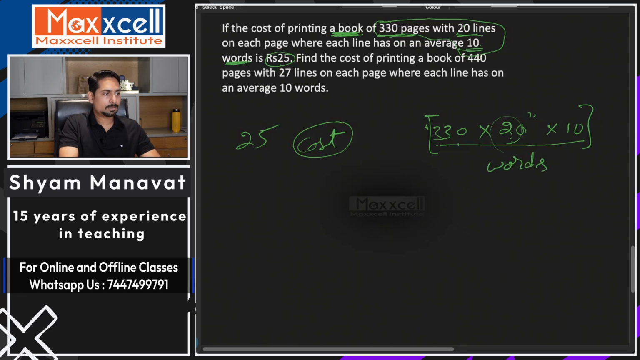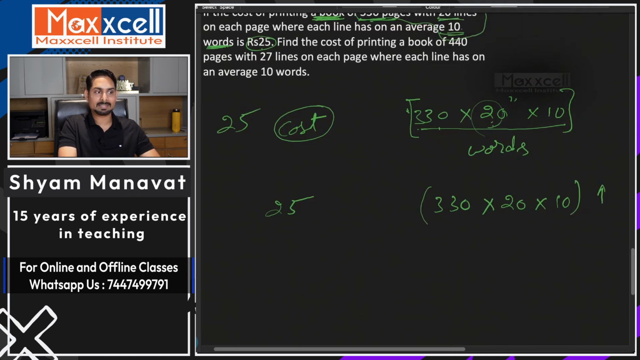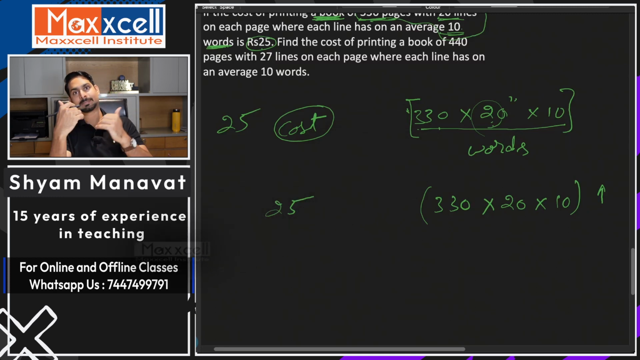Yeah, so you paid 25 rupees for a book having 330 pages, each page having 20 lines, each line having 10 words, right? Now think about it. If this side will increase, if the number of words will increase, do you have to pay more price for the book or less price for the book?